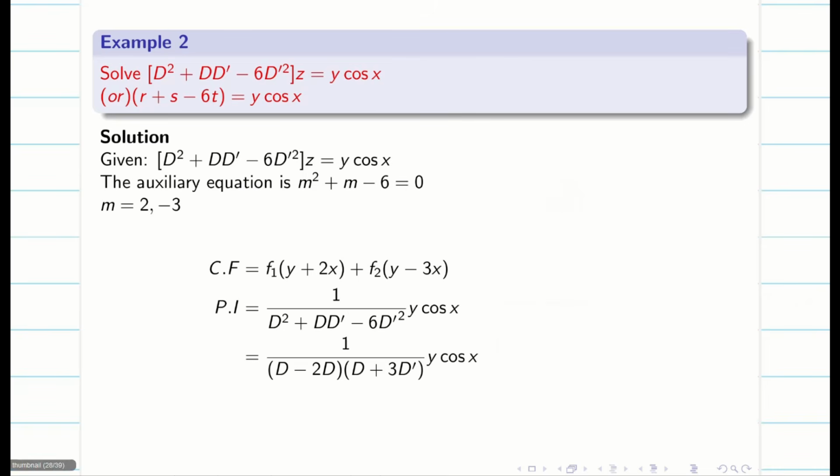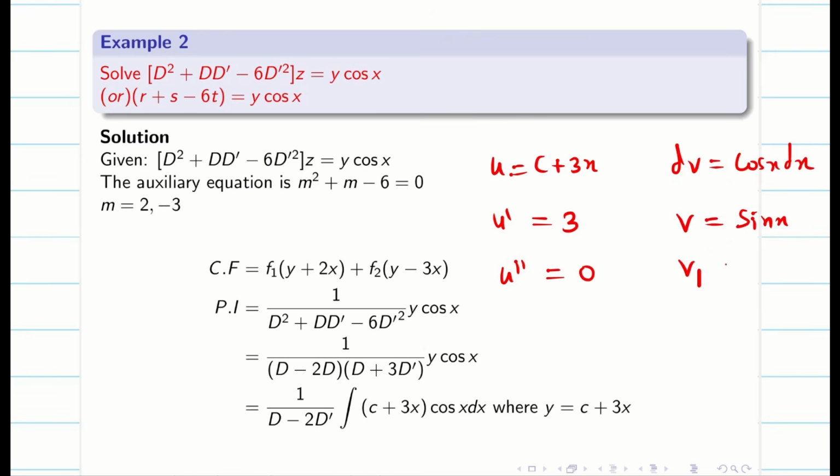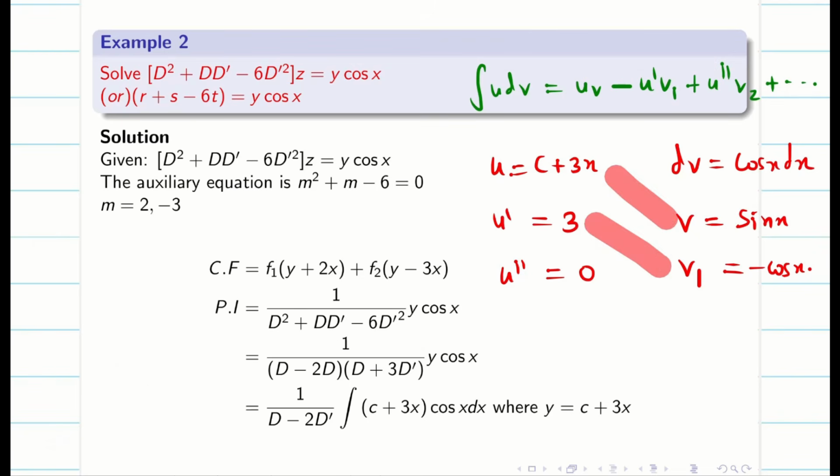Now as usual, we have to solve the problem by using Bernoulli integration. So here in this problem, u is equal to c + 3x, u' is 3, u'' is 0. dv is cos x dx. So integration of dv is sin x and v1 is −cos x. We know the Bernoulli formula, integral u dv is uv − u'v1 + u''v2 etc. So now we map this. So my answer is going to be (c + 3x) sin x and −3 into (−cos x).